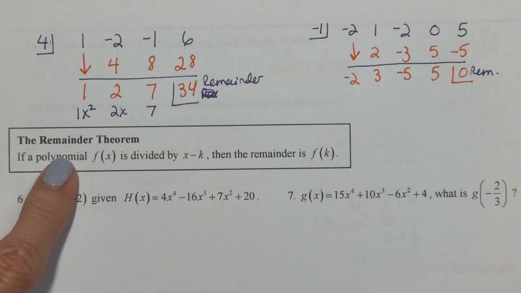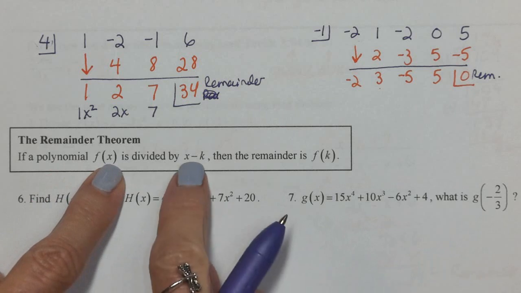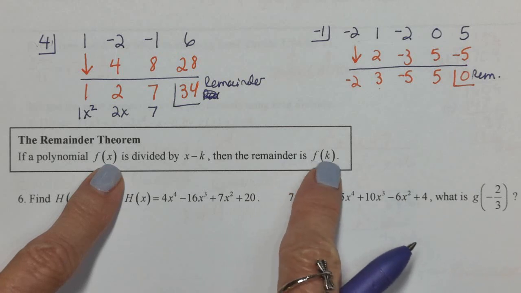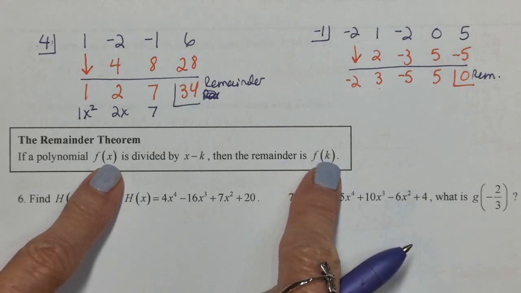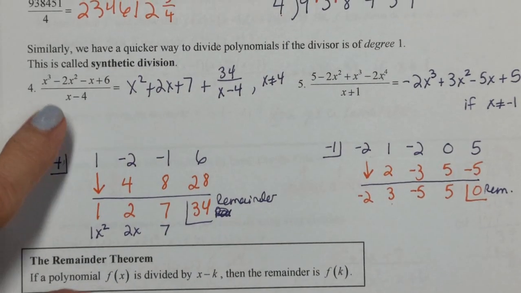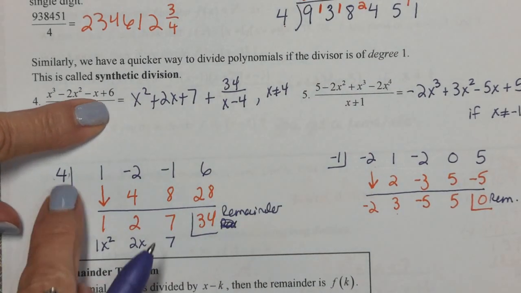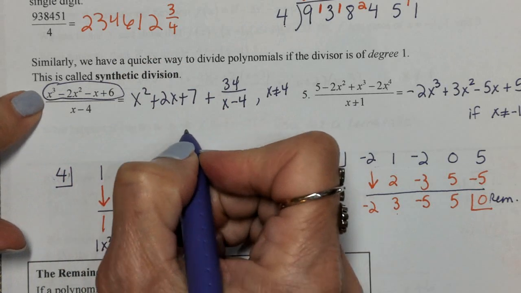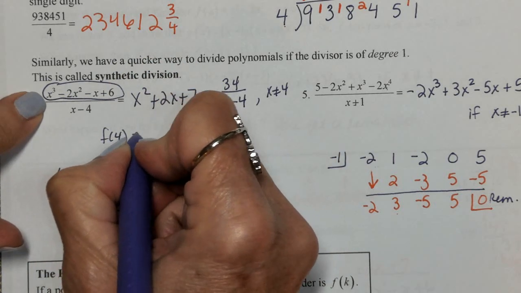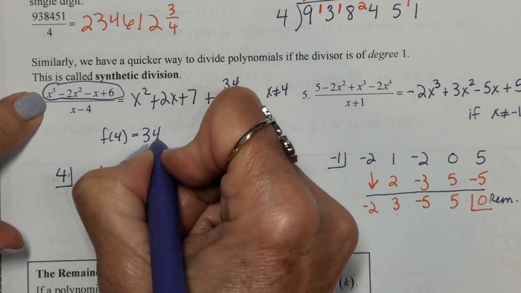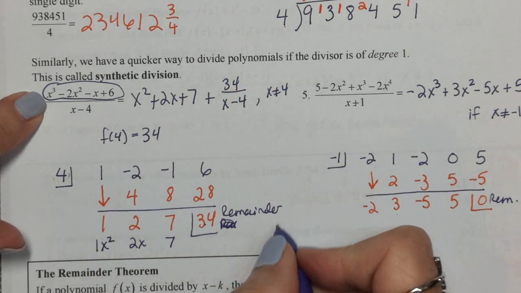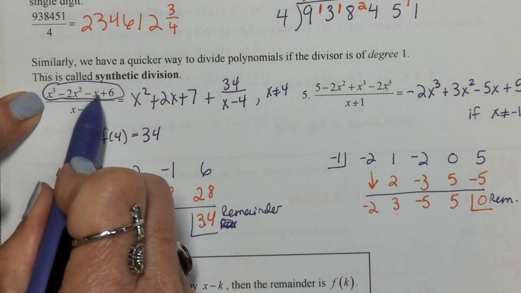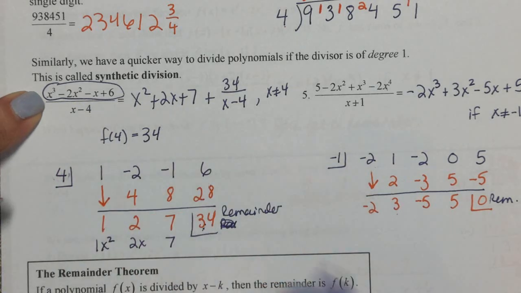Alrighty, the remainder theorem. If a polynomial f is divided by x minus k, then the remainder is f of k. This is awesome. That means that right here, if I wanted to find out what f of 4 is, all I would have to do is look at the remainder. F of 4 is 34. I don't have to cube 4 and subtract 2 times 16 plus 4. I don't have to do all that work. All I have to do is look at the remainder.